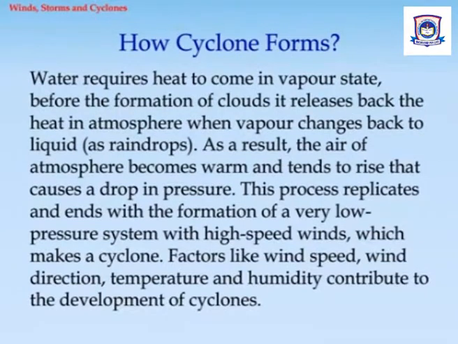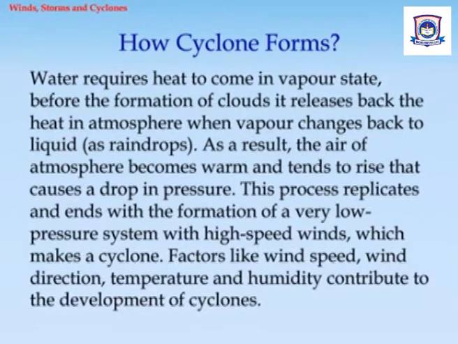A cyclone forms. Water acquires heat to come into the vapor state. Before the formation of clouds it releases the heat back into the atmosphere when vapor changes back to liquid, as raindrops. As a result, the air of the atmosphere becomes warm and tends to rise. That causes a drop in pressure.